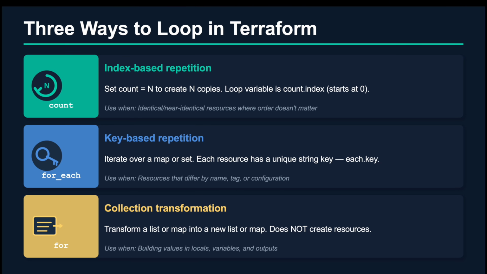Last one is for expression. This is the odd one out. It does not create resources. It transforms one collection into another. A list into a different list, or a list into a map. You use this in local variables, defaults and outputs. Think of it as a data transformation tool, not a resource creation tool. Keep that distinction in mind. It's a common source of confusion for beginners.